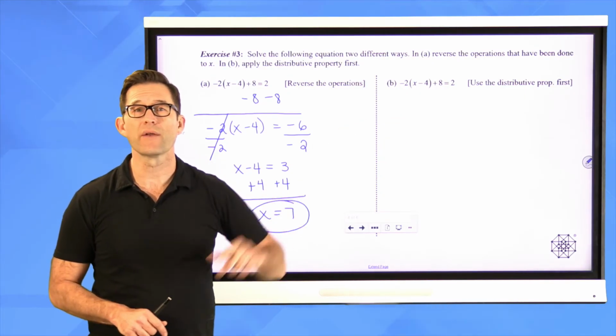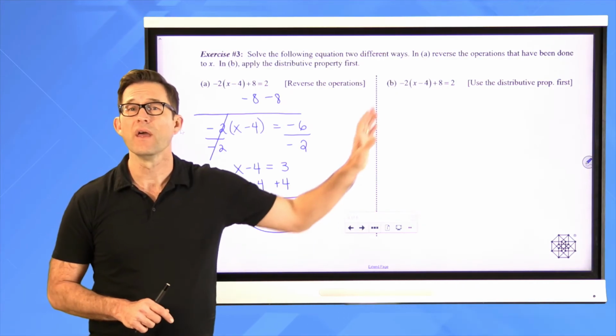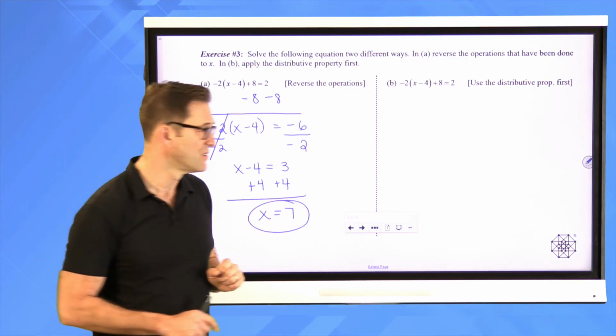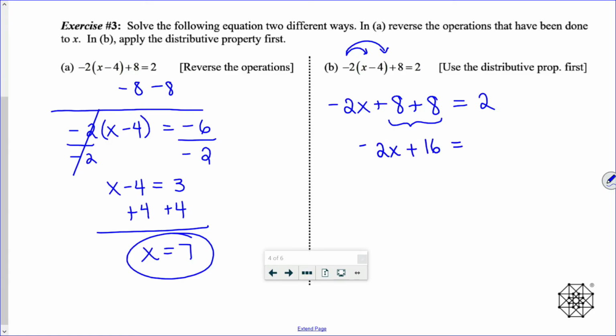So let's go through letter B together to see how we can get that x equals 7 as a solution in a slightly different way. Let's take a look. So the first thing I'm going to do in letter B is multiply through by that negative 2. So negative 2 times x is negative 2x, and negative 2 times negative 4 is positive 8. Be careful because we have that other positive 8 sitting there, and I don't want to mix the two up. I can now simply combine those two like terms and get negative 2x plus 16 is equal to 2.